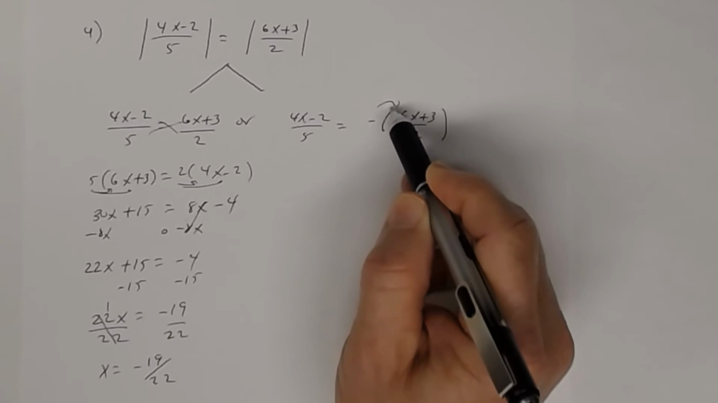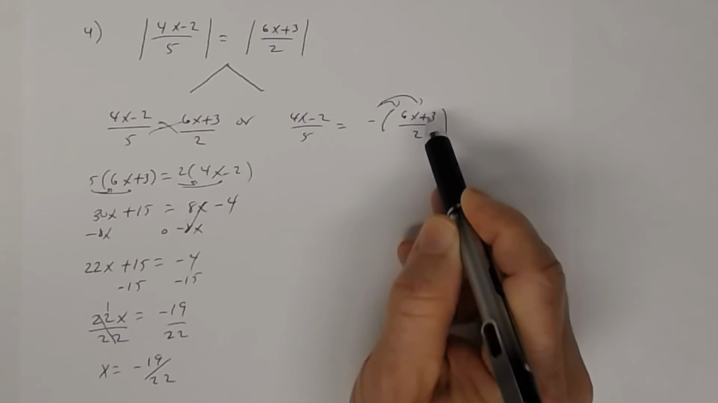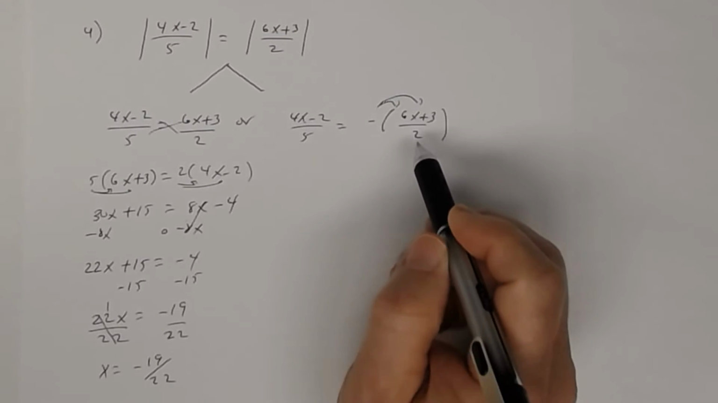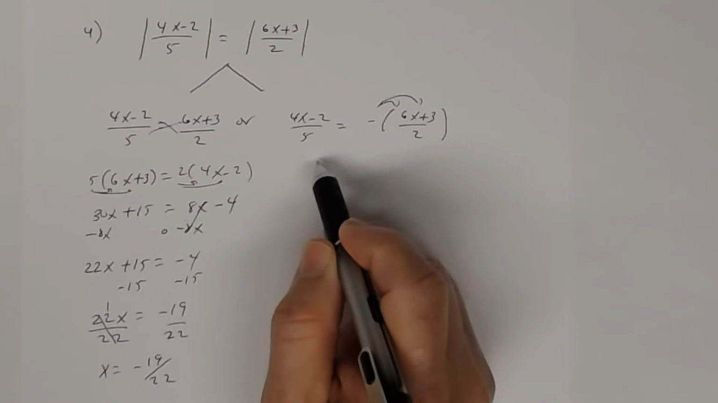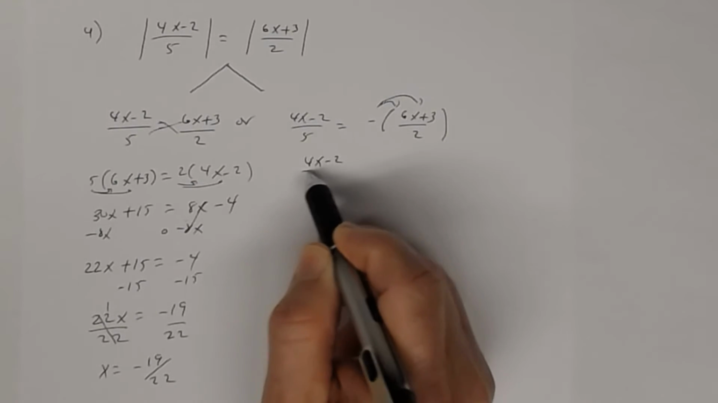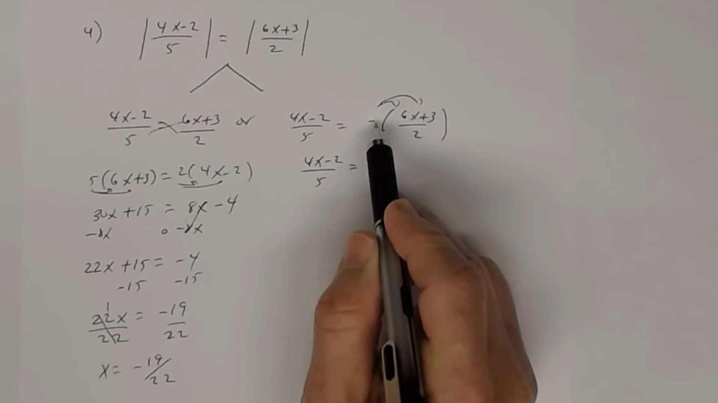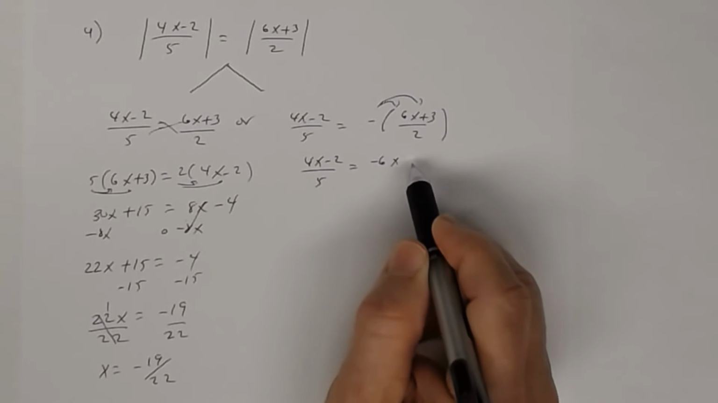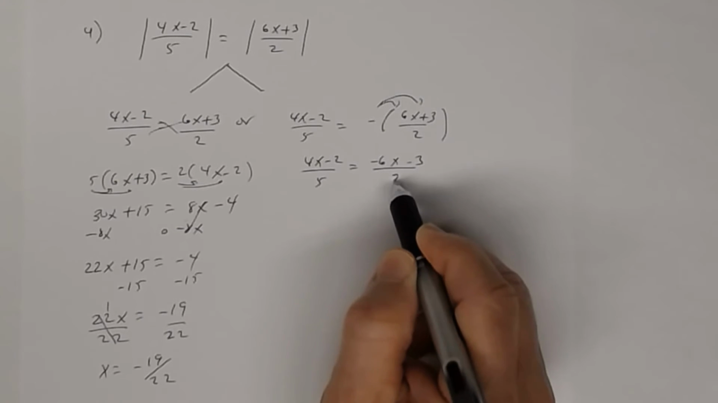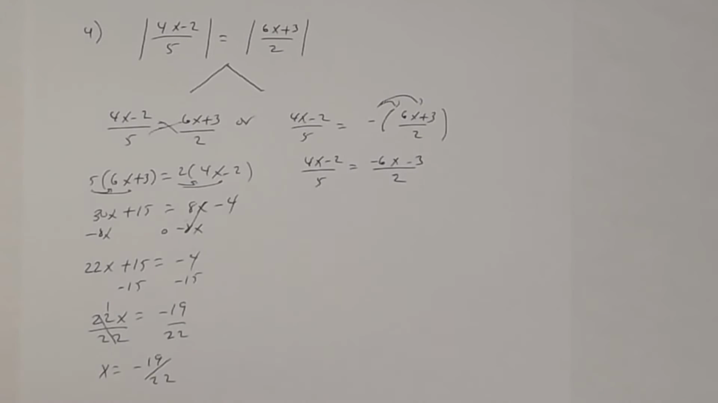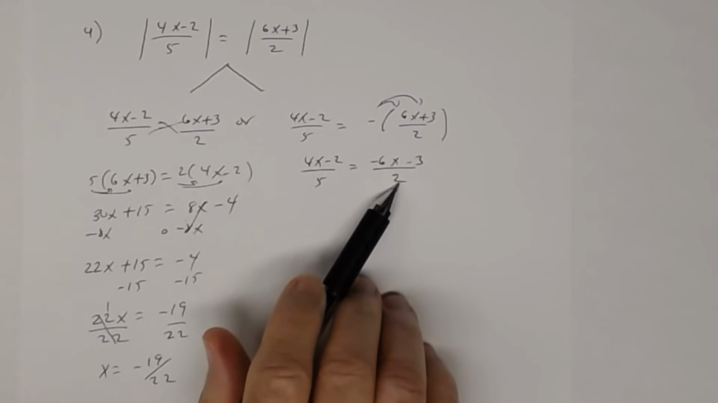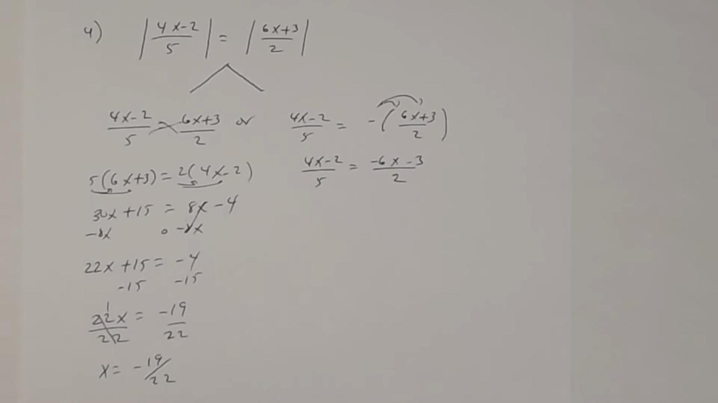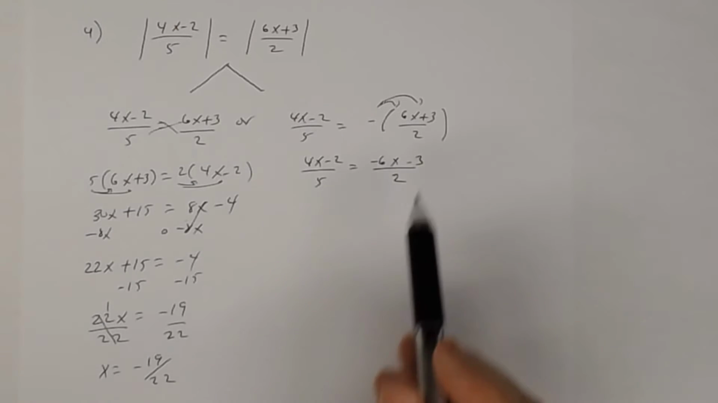So you've got to be careful. Don't take the opposite of both numerator and denominator, only the opposite of the terms that are in the numerator. So when I do that, I'm going to get (4x minus 2) divided by 5 equals, and the opposite of 6x is a negative 6x, and the opposite of a positive 3 is a negative 3, divided by 2. Okay? Still, you may see the denominator is 2, the denominator is 2. So it's only the opposite of the terms that are in the numerator that I'm going to do.